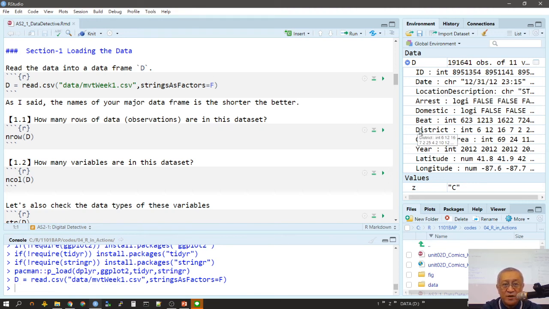Let me say it again, right? For the beginner, I mean the beginning programmer, you should use a short name for your major data frame. It will save you a lot of trouble, trust me. Okay.